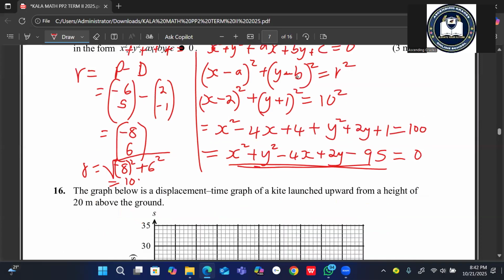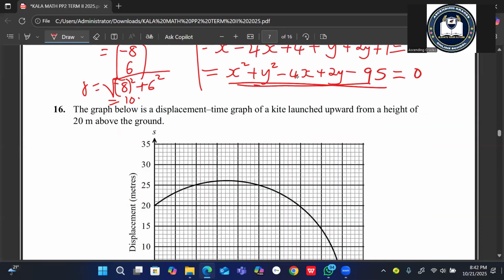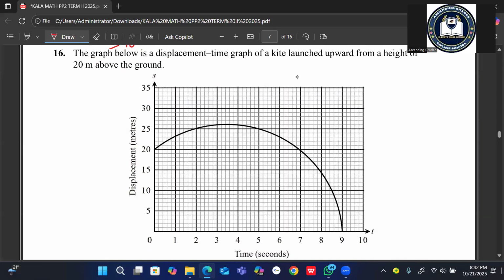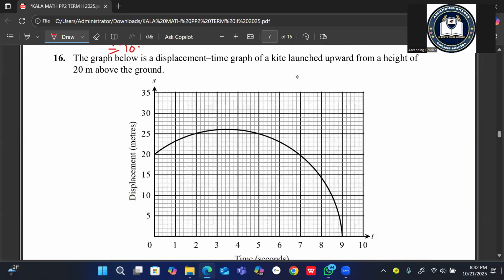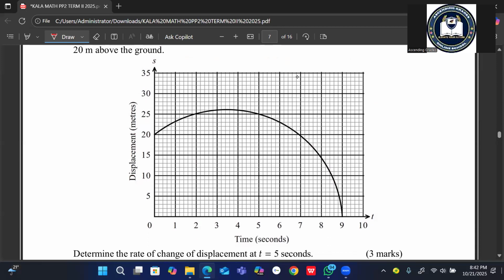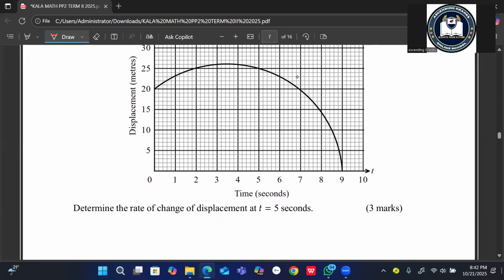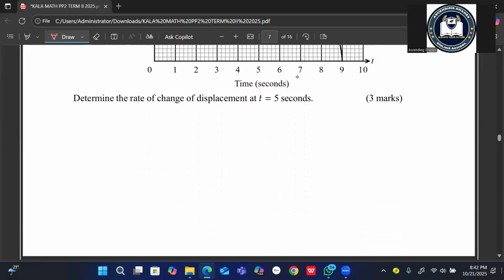From there, we go to our next number, that is number 16. The graph below is a displacement time graph, a kite launched upward from a height of 20 meters above the ground. So we are told to determine the rate of change of displacement at time equal to 5 seconds. So time equal to 5 seconds, we have to take any two coordinates.